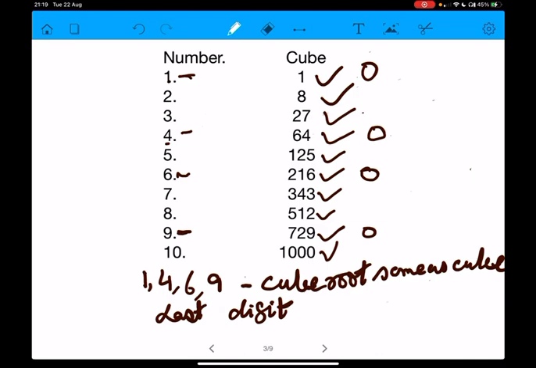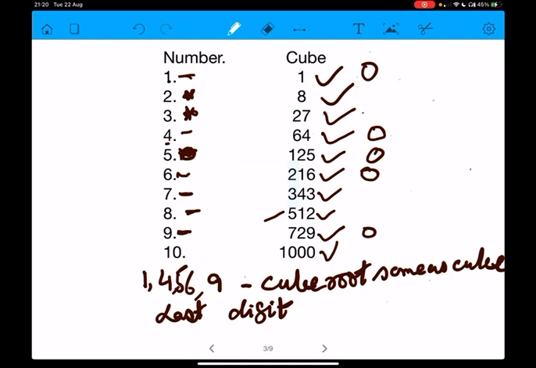Okay, then what are we left with? We are left with 2, we are left with 3, oh sorry, 5 also, I missed 5. 1, 4, 5, 6, 9. Then we are left with 7 and we are left with 8.